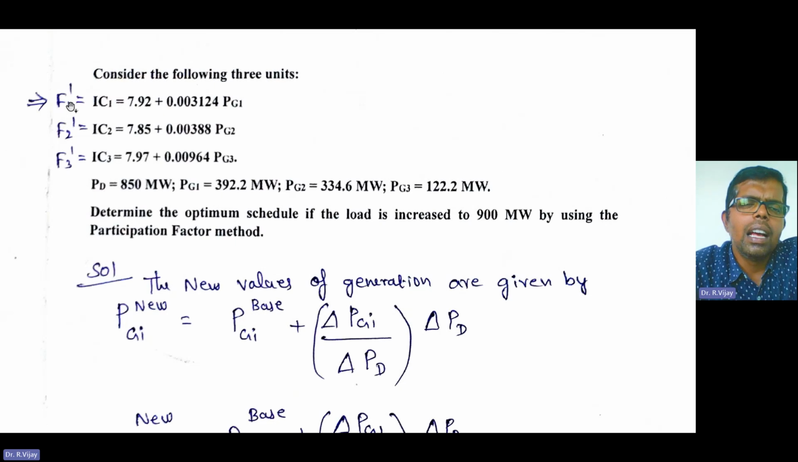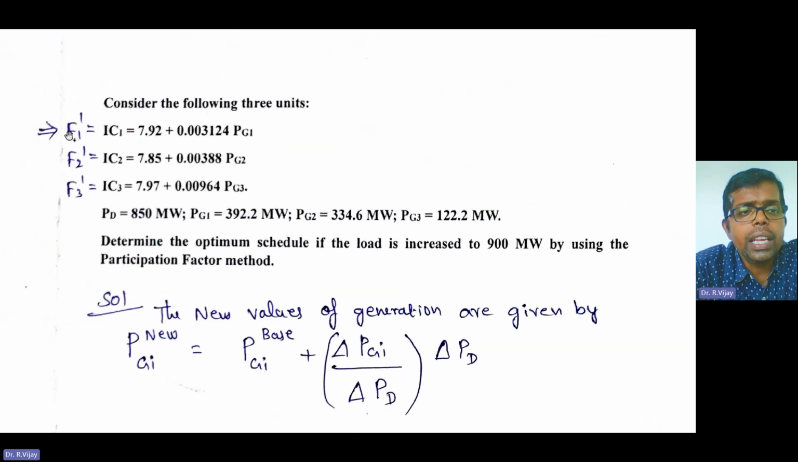They will give it in a confusing way. Sometimes they will give it like IF1, IC1. Sometimes they will give dF1 divided by dPG1. That is also the same; that is nothing but F1 dash. So whatever is given, you need to be able to identify which is F1 dash and which is F1 double dash. Sometimes they might directly give F1 double dash, so you need to see. So incremental cost of 1, IC1, is nothing but F1 dash. F1 dash is given. So F1 double dash means what?